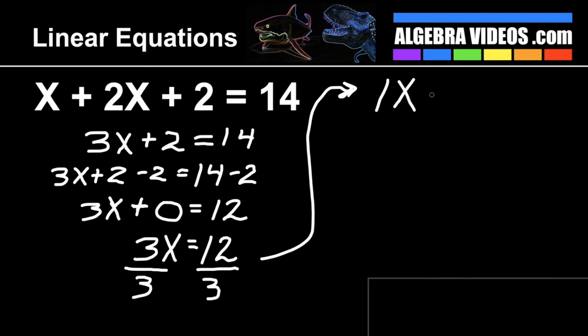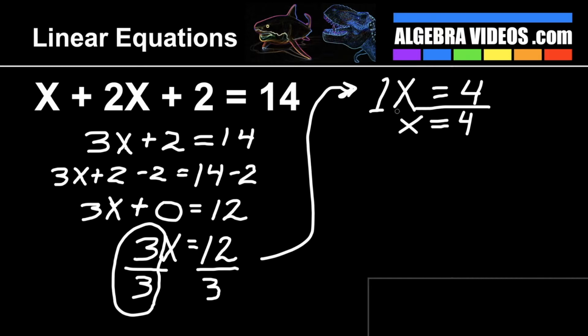1x equals 4. You see that? This term right here of 3 divided by 3, that simplifies to 1. So that's the number 1 here. x stays the same, and that's equal to 12 divided by 3, or that's 4. So x equals 4. We don't really need the 1 there, so I can just write it as x. So x equals 4. And now, to check our work, that is our solution.